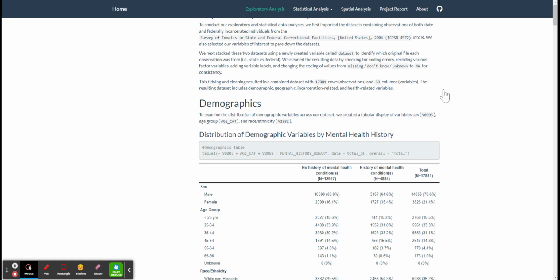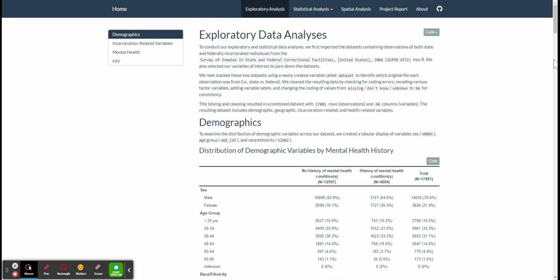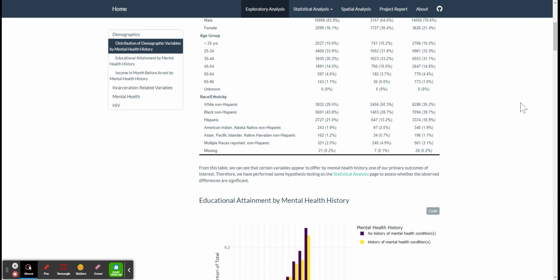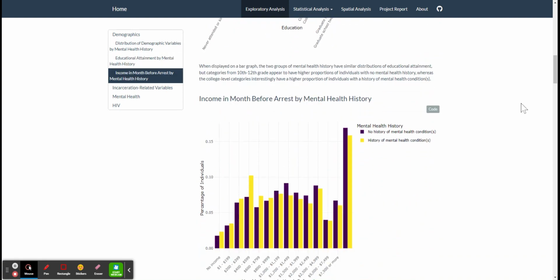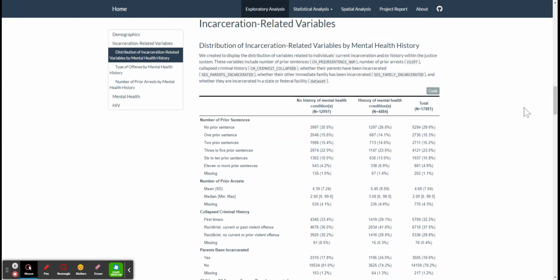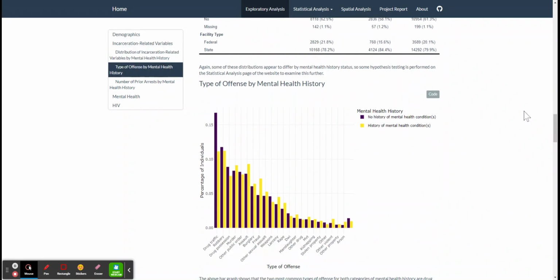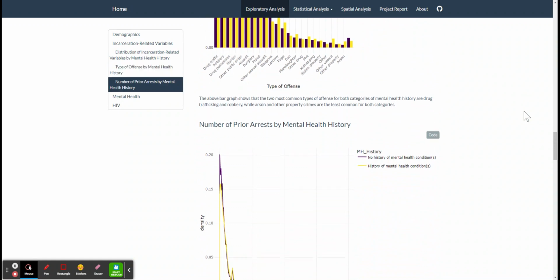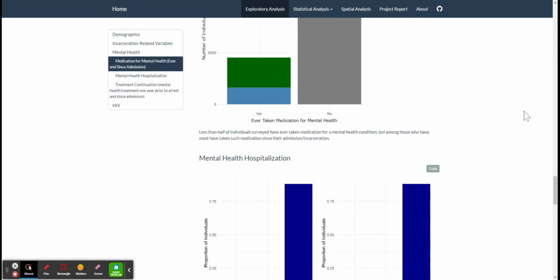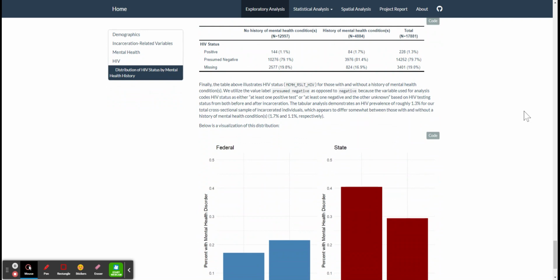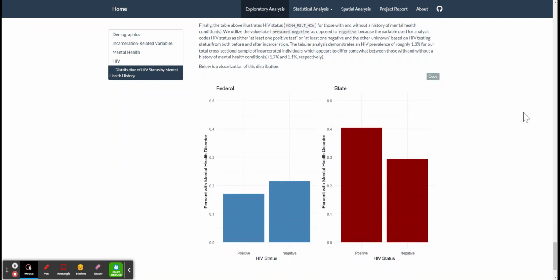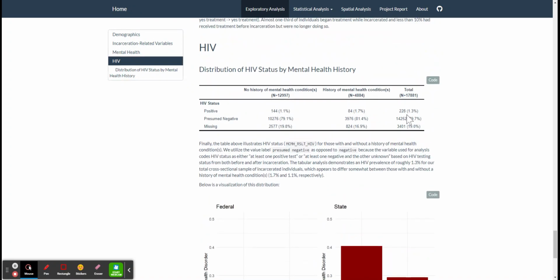We started by cleaning up our data set and performing some exploratory analysis on the demographics of the population, including educational attainment and income. We then looked at some of the incarceration-related variables, stratified those by mental health history. We then looked at mental health specifically, as well as HIV status in the incarcerated population. Initially, we were interested in studying HIV in a little bit more depth, but we realized that there's only a very small proportion of the prison population that's HIV positive. So we decided to focus our project more on mental health characteristics.